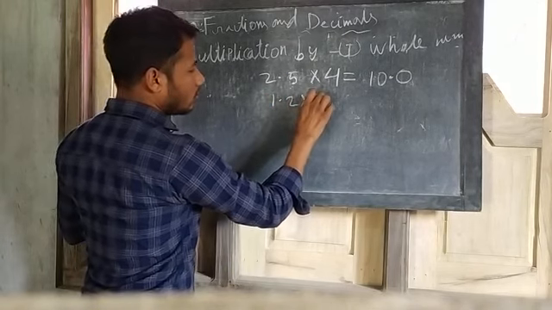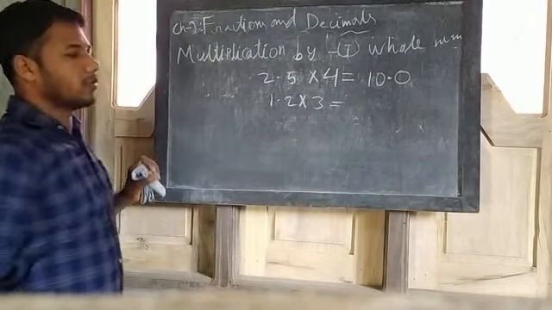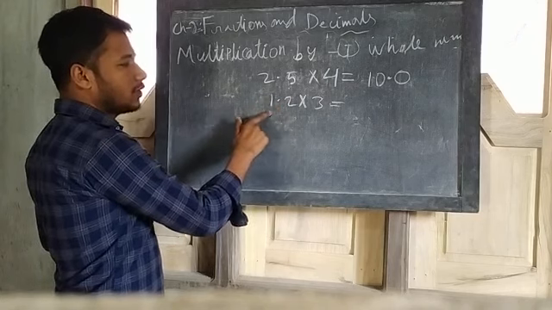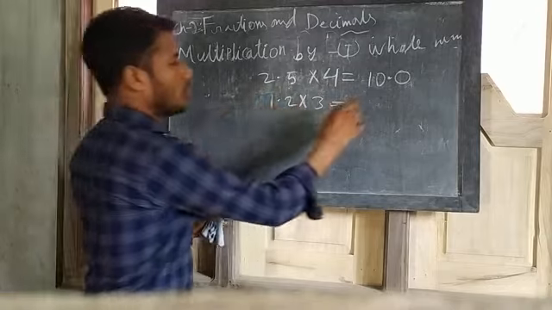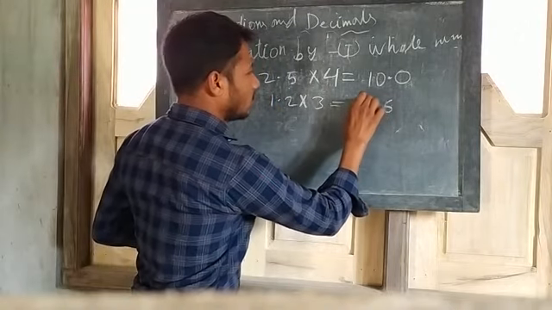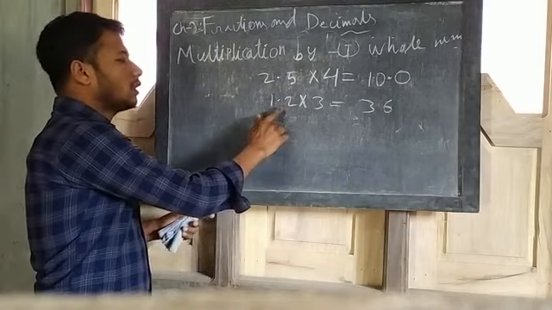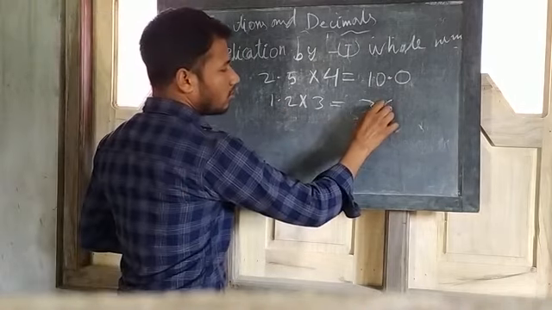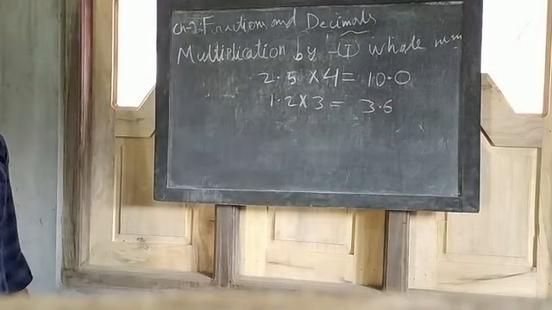1.2 into 3. 1.2 into 3, multiply these two. So again we have to multiply the digits of this decimal number by this number. 2 into 3, 6. Okay, and here the decimal point is before one digit from the right side. So here also you have to put the decimal before one digit, like this.